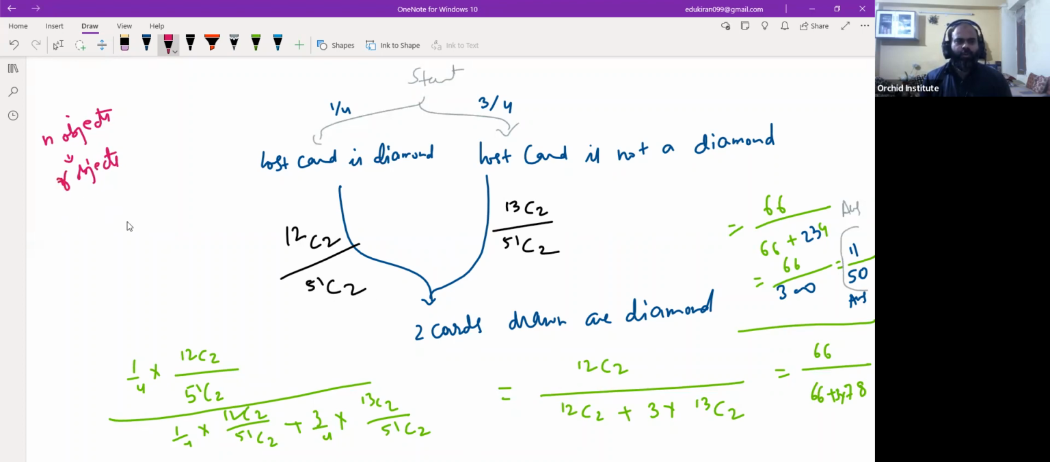So this is how we find the probability: number of favorable ways by total number of ways. Here it was 13 because the lost card is not a diamond. So all 13 cards are before us. So you have to select 2 cards of diamonds out of 13 cards in 13C2 ways. Okay. Yes. And the nCr formula also you remember: n factorial by r factorial into n minus r factorial.